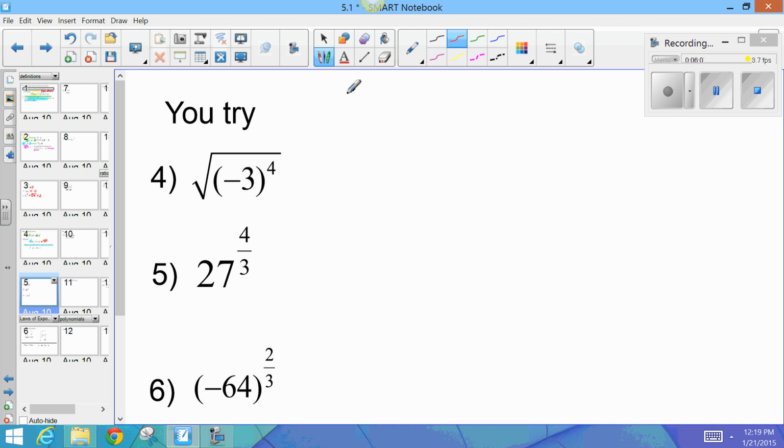All right, here I've got the square root of 3 to the 4th. 3 to the 4th is 81. Okay, since it's a negative being raised to an even exponent, the answer is positive. And then I take the square root of 81 is 9.